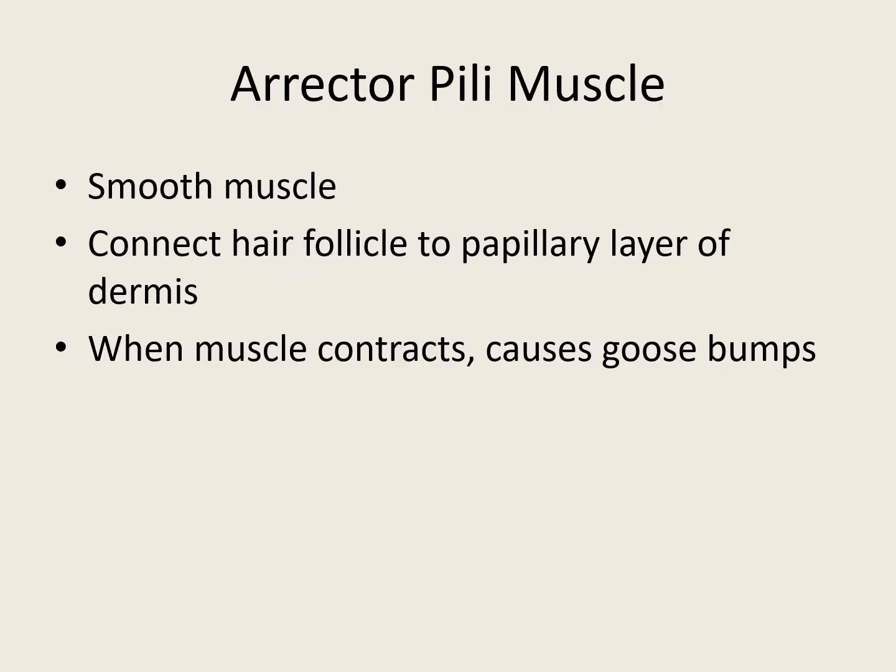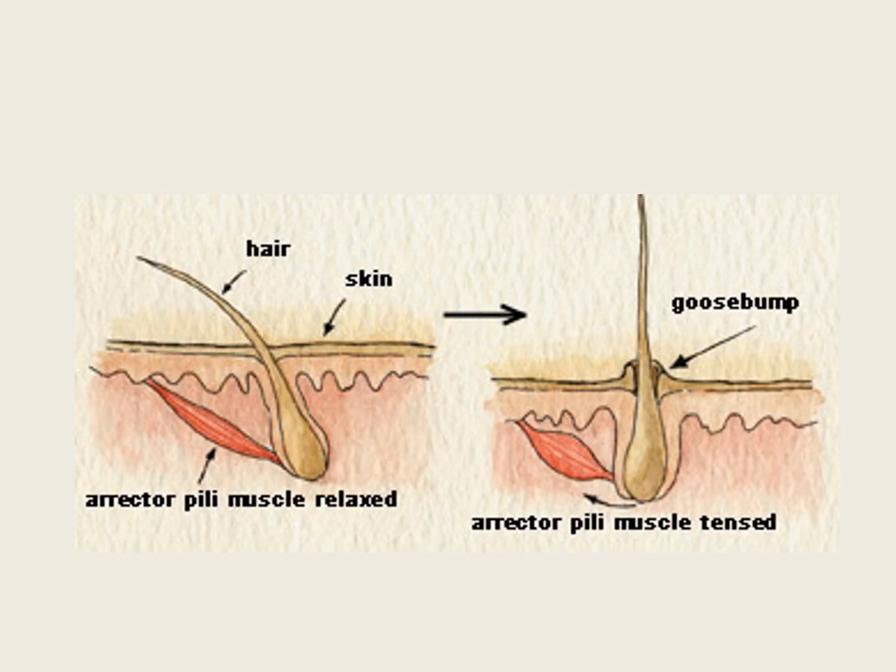That erector pili muscle, it is a smooth muscle, so you do not have control over it. And like I say, that's what causes goosebumps. So you can see when it's relaxed, the hair is laying down. When it contracts, it pulls that hair up. What that does, it's kind of a leftover survival mechanism. It makes you look bigger, and hopefully in a scary situation may scare off a predator.